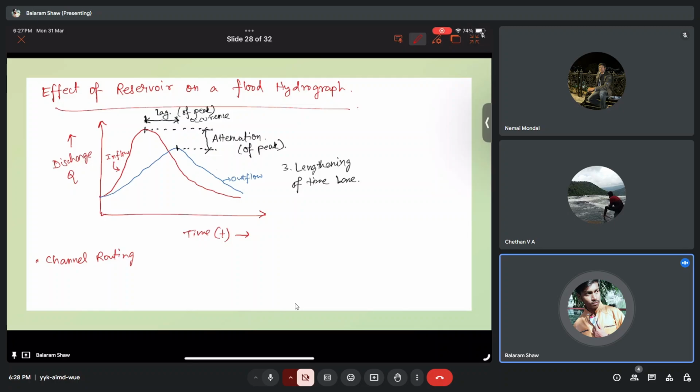I'll write that. Flood peak attenuation and duration of high water levels. Right? Okay, so we'll do some questions and then again we'll come back here.